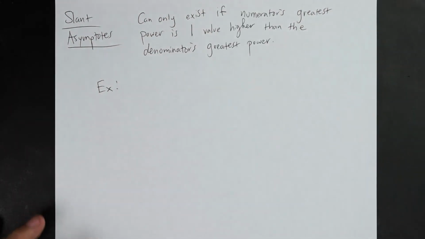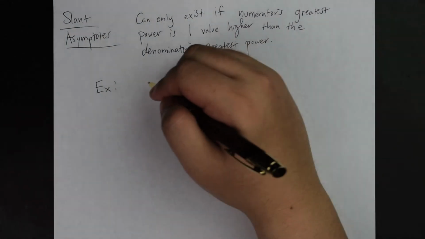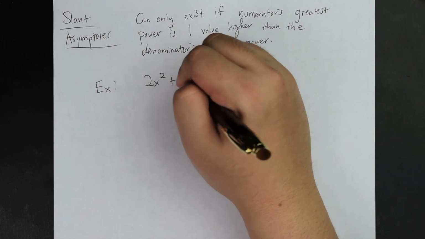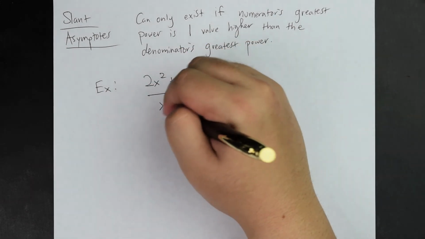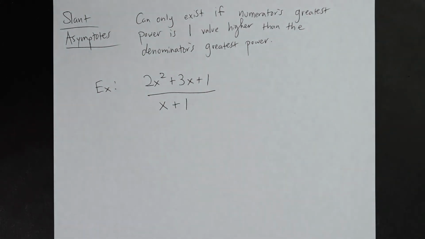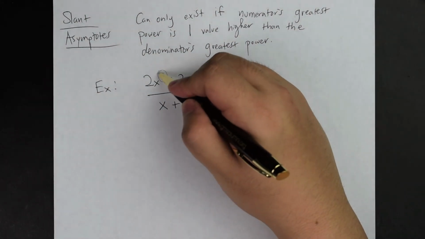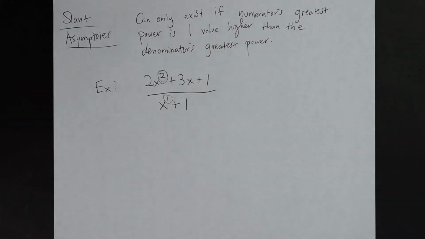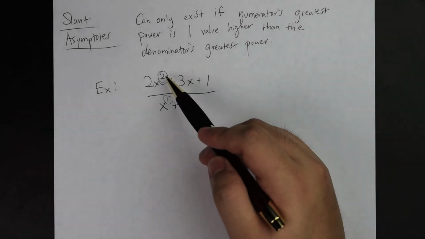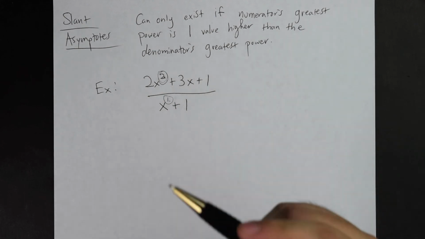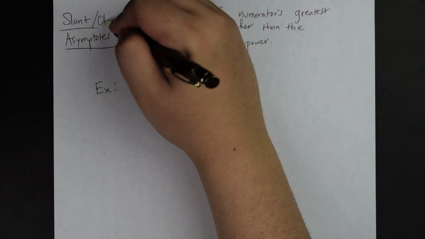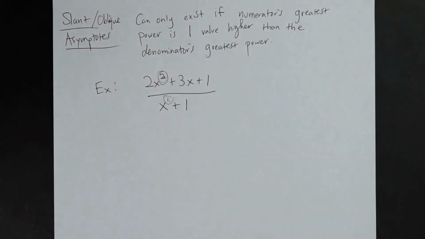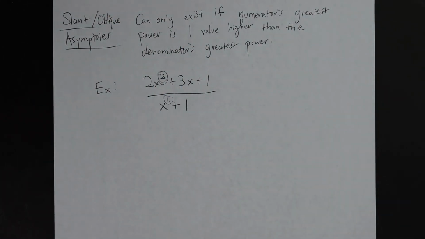Okay, and as usual, I'm going to provide an example just to explain what I mean. So if I was given a question like, I'm going to make it up, 2x squared plus 3x plus 1 divided by x plus 1. The first thing is this: the highest power in the numerator is 2 and the highest power in the denominator is 1, so you should remember that there is going to be no horizontal asymptote. Right off the bat, you should know that. But I'm not done, because 2 is 1 greater than 1, and that means there is going to exist a slant, or oblique, asymptote.